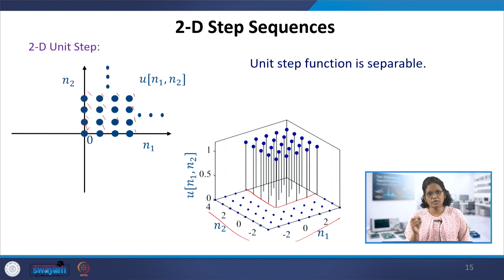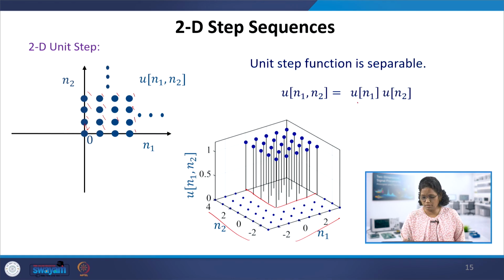Now, is this 2D step sequence separable or not? If it is separable, then we are able to write u of n1 comma n2 equal to u of n1 into u of n2. So is it possible to write it? If so, then it is separable. Let us see what u of n1 and u of n2 are.